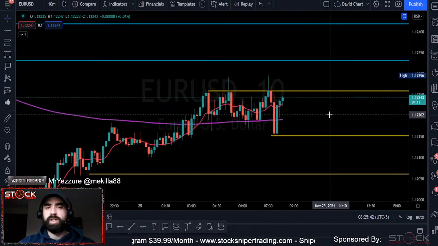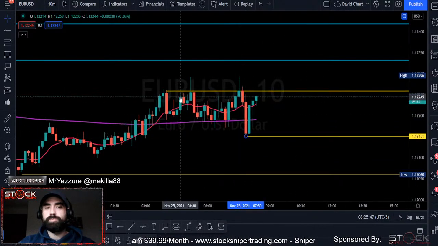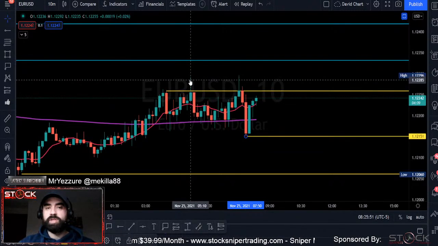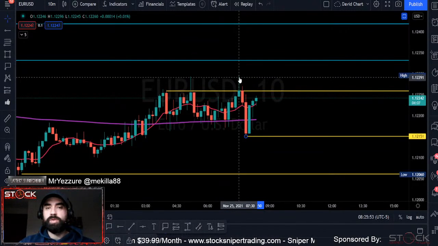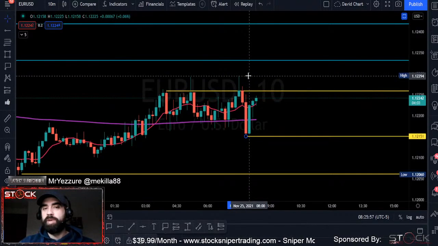Gold is still consolidating, guys. It's not having much movement here. But EU, guys, check this out. You can see this wick is lower than this wick here. So this previous wick has pushed above price by maybe half a pip.